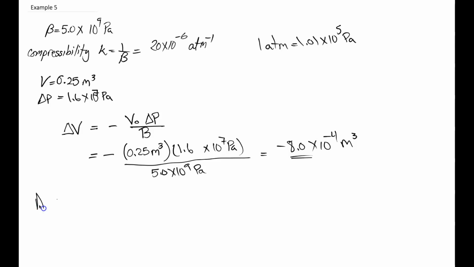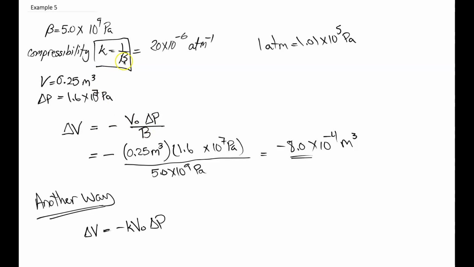Now, another way we could have done this is by looking at the fact that the change in volume is the negative compressibility times the original volume times the change in pressure. So if you want to use the bulk modulus, you can. If you want the compressibility, you can. Notice that because the compressibility is the reciprocal of the bulk modulus, if you have one of them, you can always find the other one.